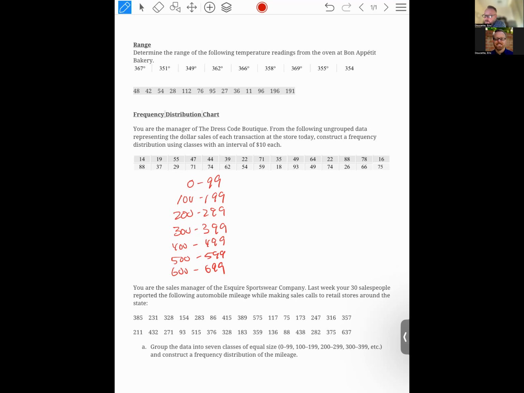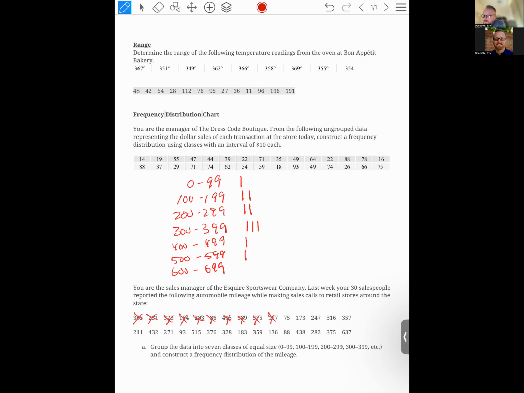385 would fall into this category. 231 would fall into that category. 328 would fall into that category. 154 would fall into that category. 283 would fall into that category. 86 would fall into that category. 415 would fall into that category. 389 would fall into that category. 575 would fall into that category.